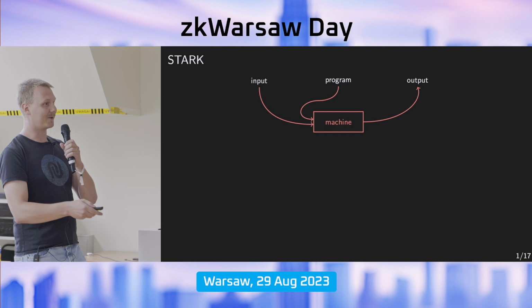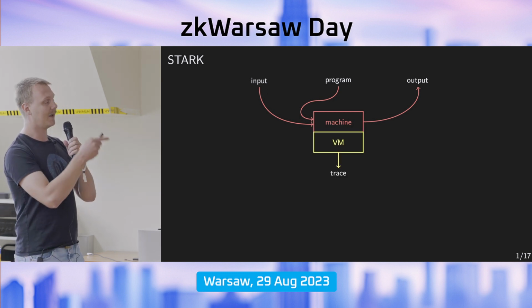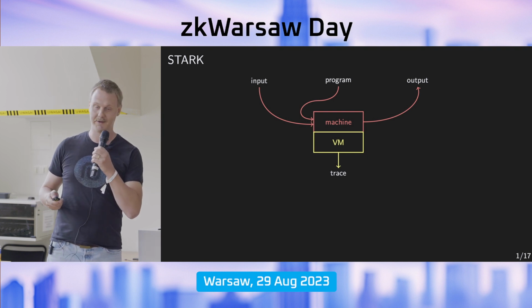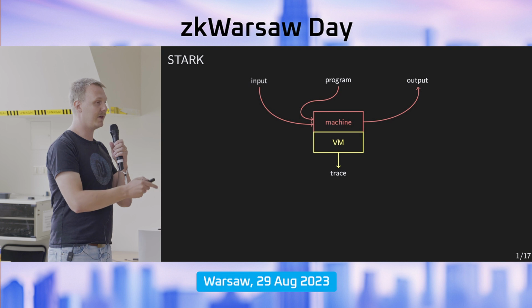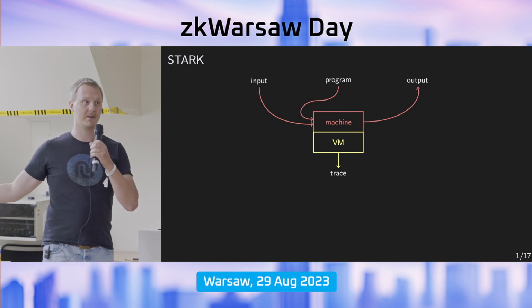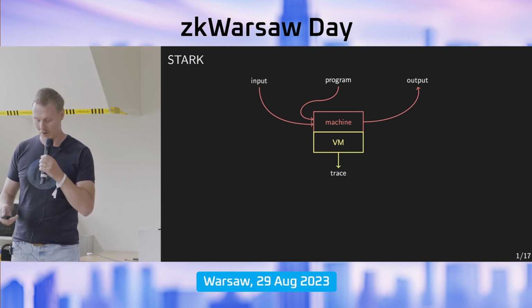Which ZK Starks we are integrating into Neptune is Triton VM. So that's why the second logo is there. And Triton VM is a standalone Stark. In addition to using it in Neptune, you can use it for anything you want.